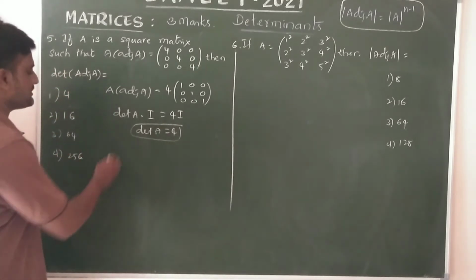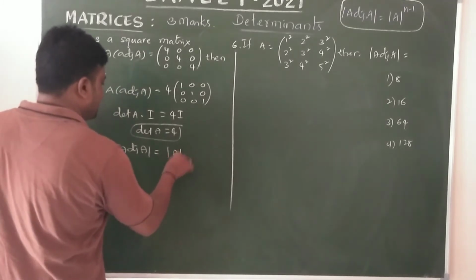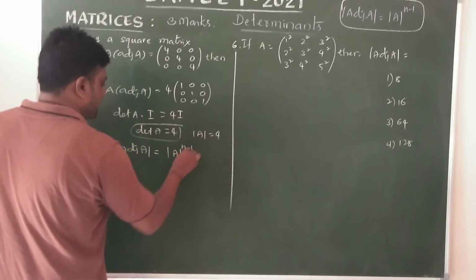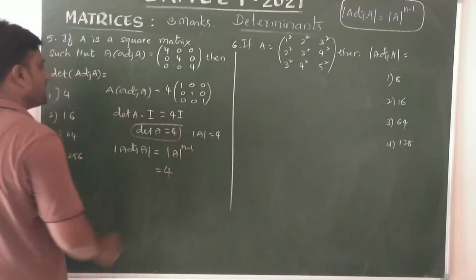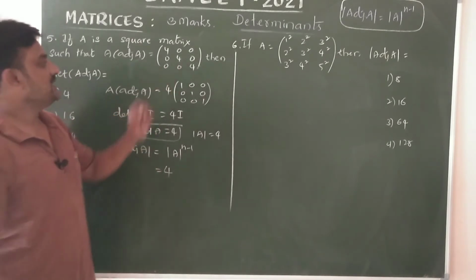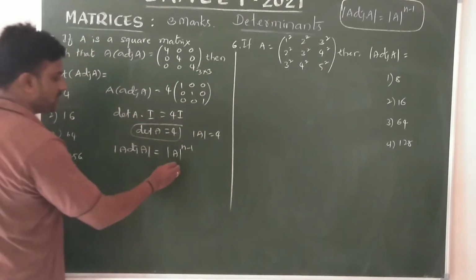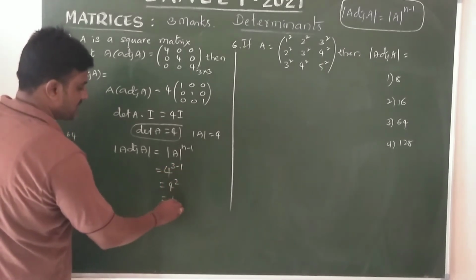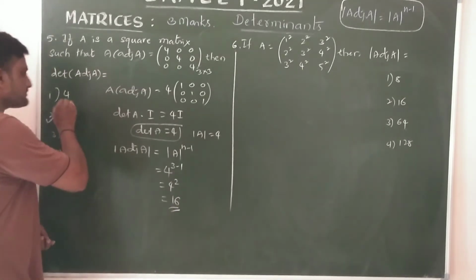The determinant of adjoint A equals det A whole power n minus 1, here det A equals 4. Now det A is nothing but 4, and n is the order. It is a 3 by 3 square matrix of order 3, so 4 power 3 minus 1, 4 square, 16. Okay, now the option is the second one.